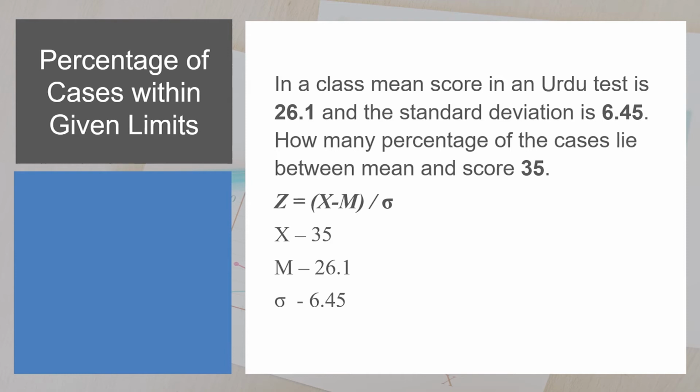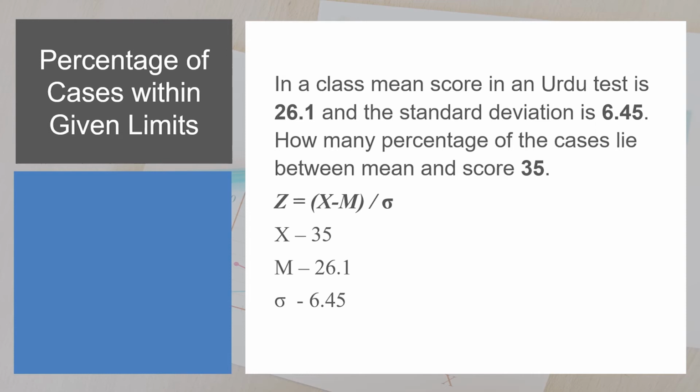What do you have to do first? You have to calculate the mean and the standard deviation. In the applications of the normal probability curve, you will find that the mean score and the standard deviation are usually given. Then, how many percent of cases lie between the mean and the score 35? The mean is 26.1 and the score is 35. So what percentage of cases lie between 26.1 and 35? The equation we have already discussed: Z = (x − m) / SD. Here x means the individual score, which is 35, one limit. The mean of the group is 26.1, and sigma, the standard deviation, is 6.45.